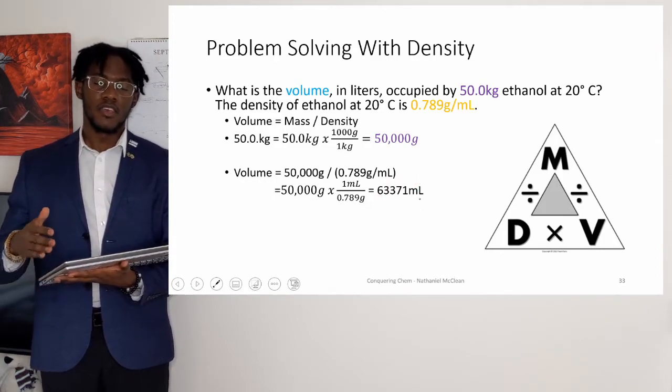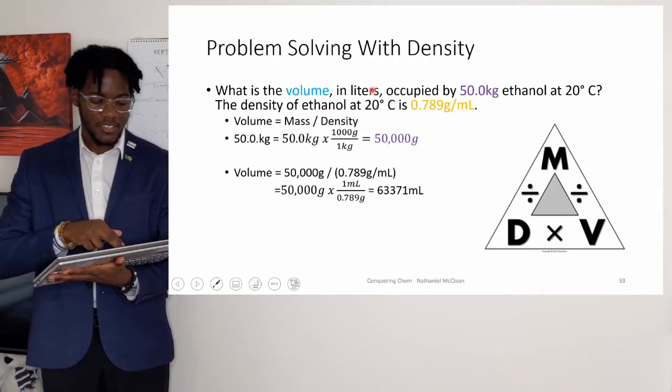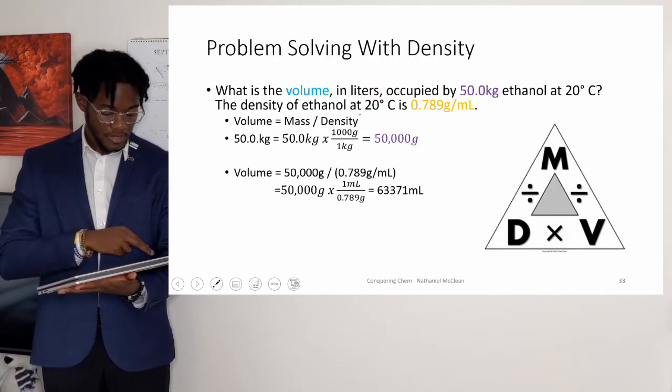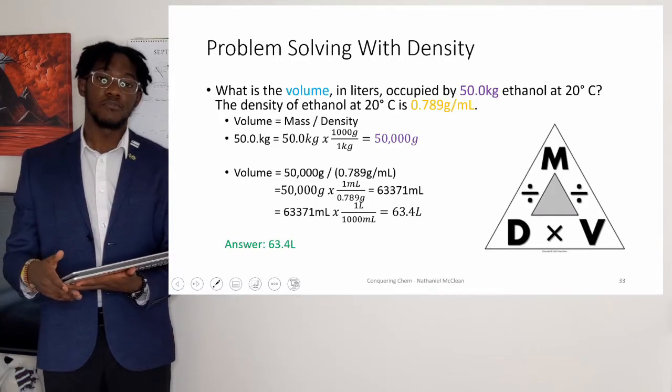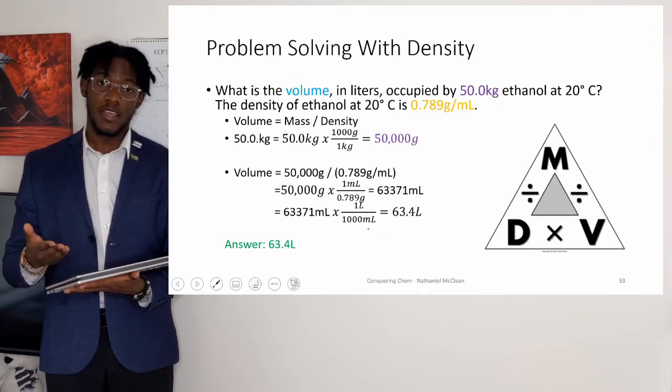63,371 milliliters. Now, here is where a lot of people can slip up because the question asks for an answer in liters. So the final step would be to convert those milliliters to liters by dividing by 1,000 milliliters. And there we have it.